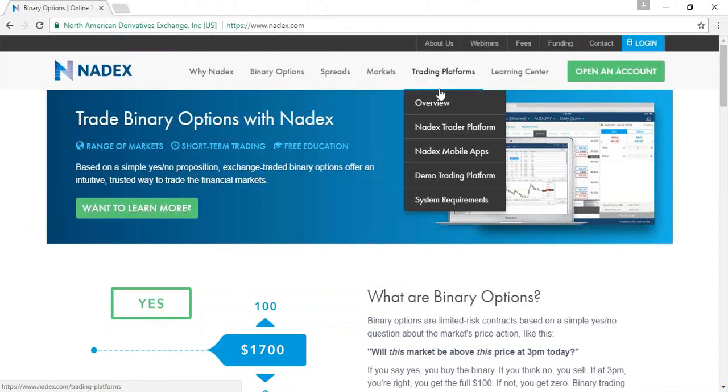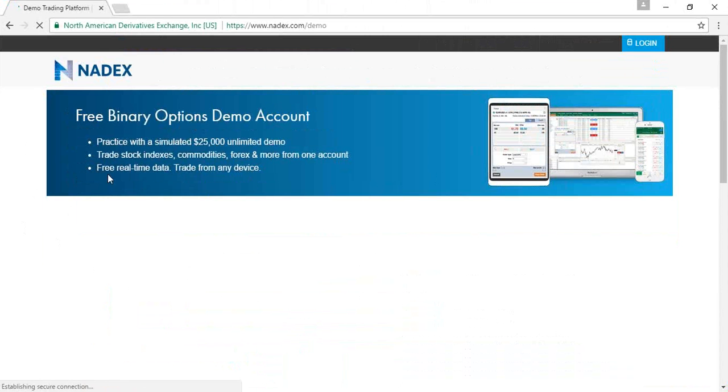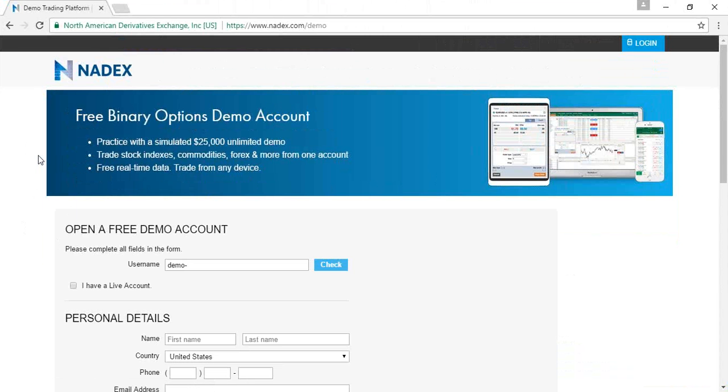Obviously, you can go online to the Nadex platform directly. They also have a mobile app that you can use from your smartphone to enter and exit orders, manage trades, and so on. But right here, demo trading platform. This is very powerful. Something that Nadex is just amazing at is giving you a ton of free education, a ton of free tools and resources.